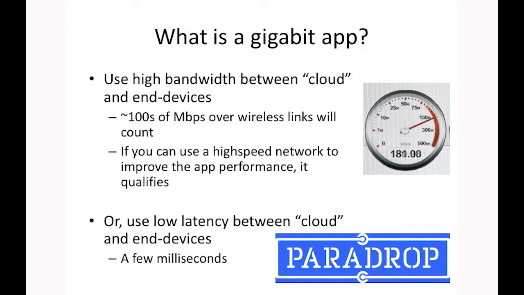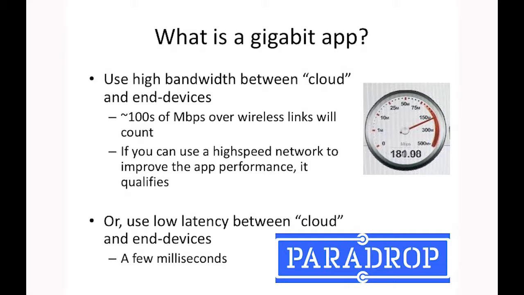But this is really not typical today. If you could have an infrastructure, which we will provide to you, and you could take advantage of it and show some amazing capability because you had this high-speed network available to you, that's one thing that qualifies as a Gigabit app. The second thing that qualifies is if your application could benefit from very low latency between the cloud and your end devices. Very low latency, as you probably got the hint from Glenn's talk, is a millisecond, a few milliseconds or less.